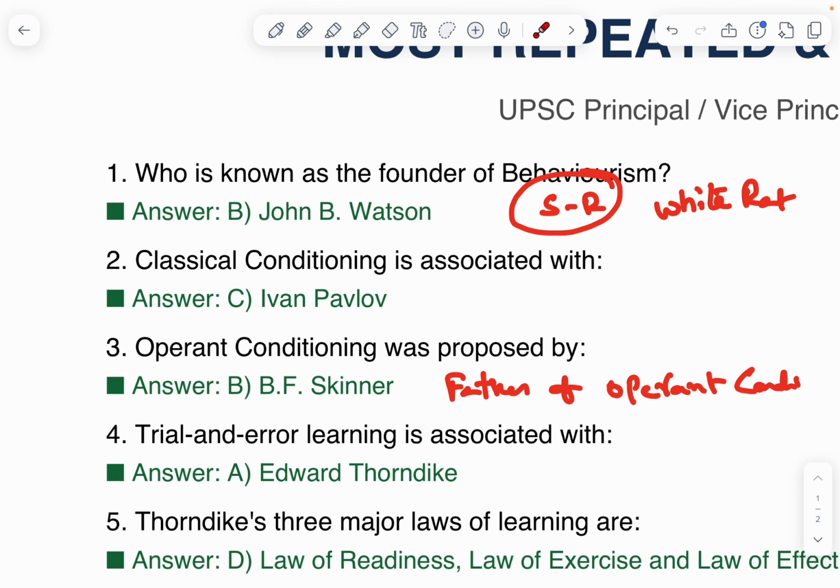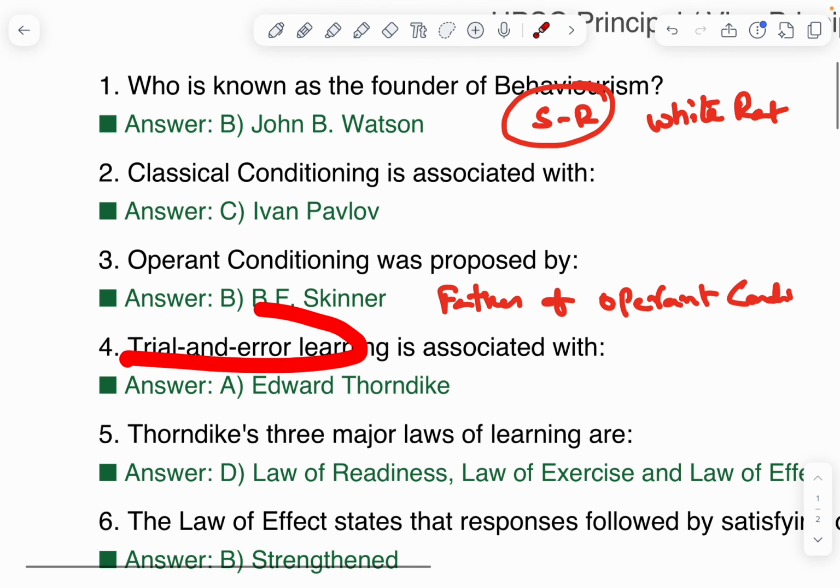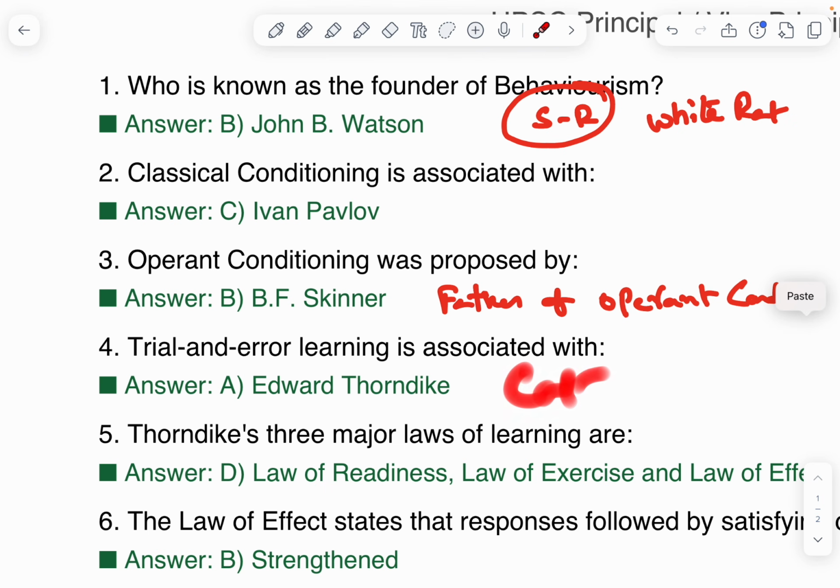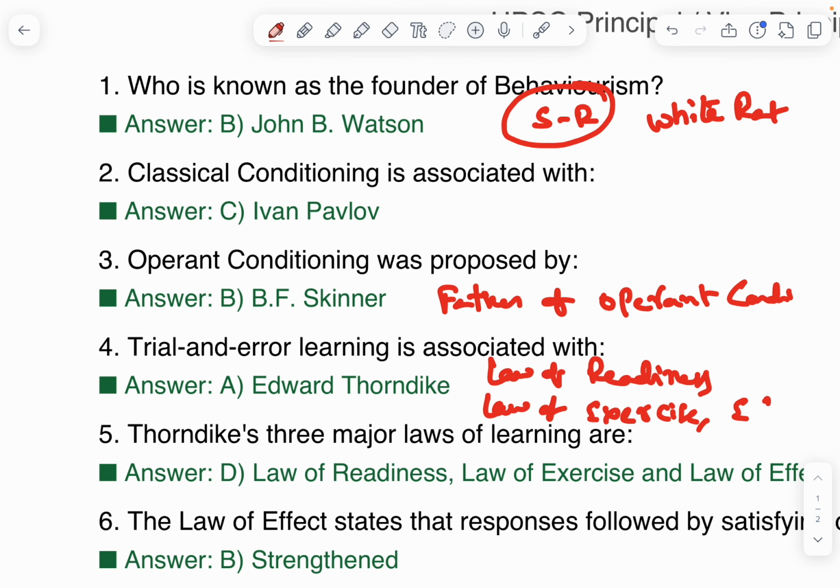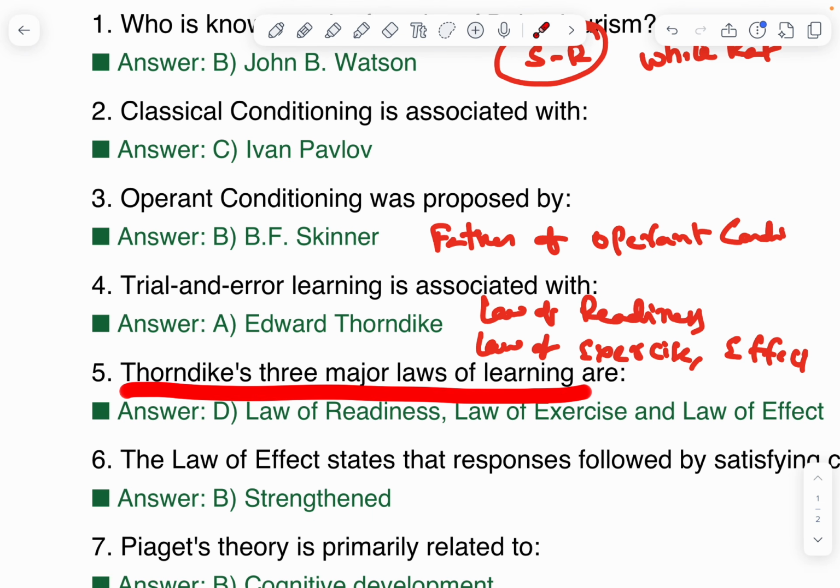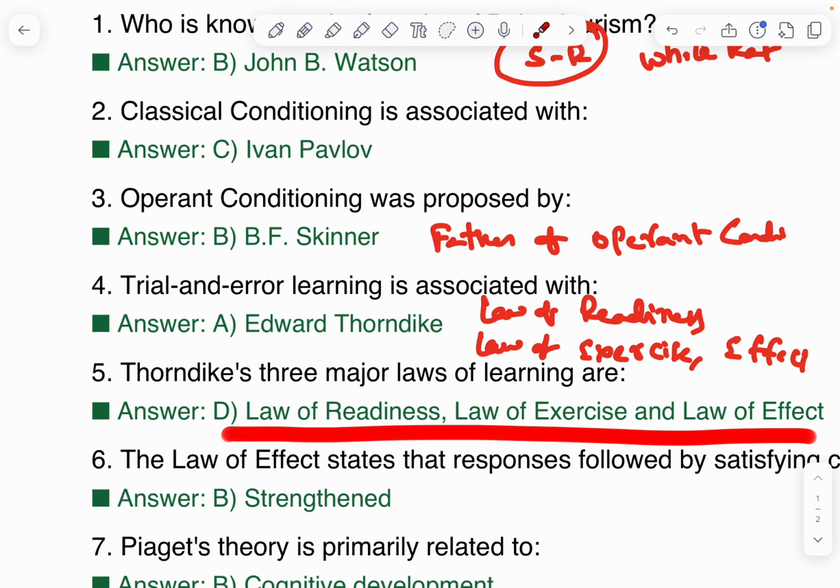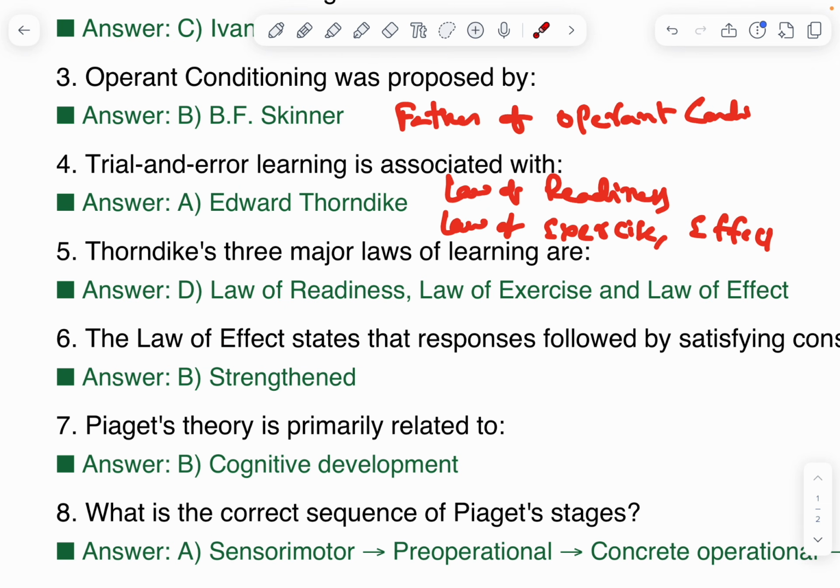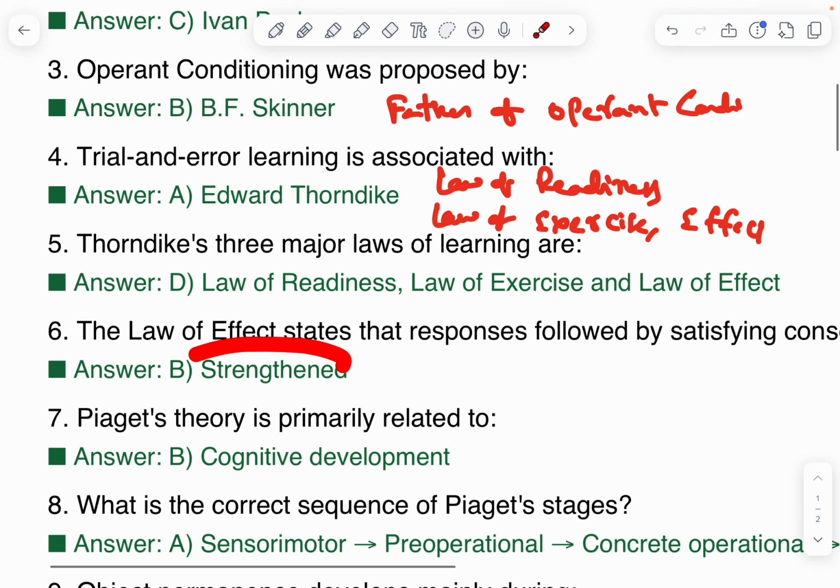E.L. Thorndike: trial and error method. Animal: cat. Most important, law of readiness, law of exercise, and law of effect. Next, Thorndike's three major laws, which I have already discussed. The law of effect states that a response followed by satisfaction is strengthened.